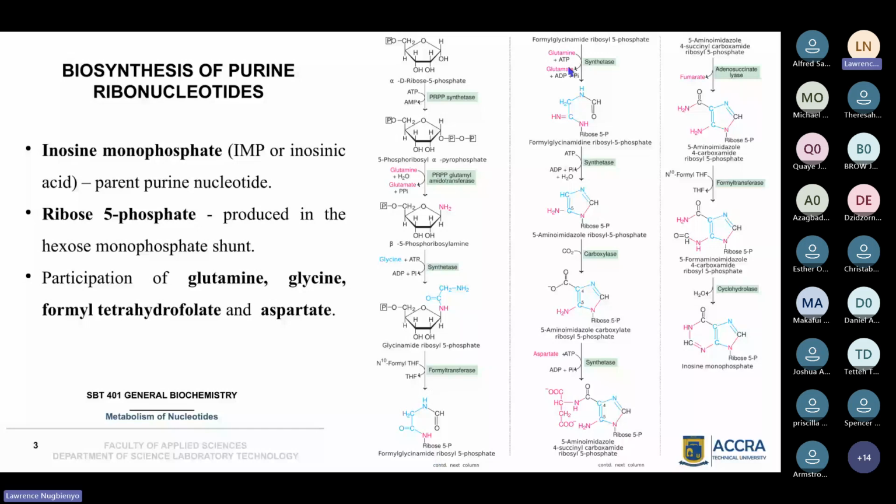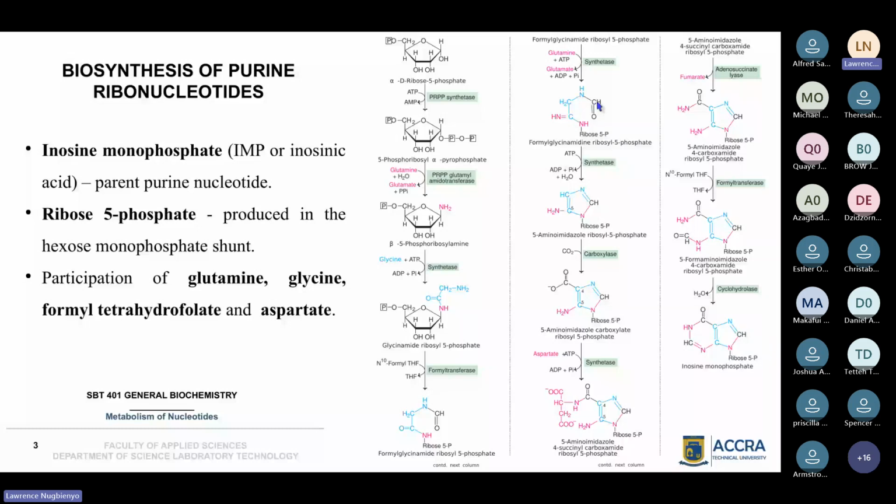And this time around, glutamine again donates. If you look at the structure of glutamine, it has two amine groups. Glutamine comes in again and gives out another amine group, which is also red. So the components coming from glutamine are red, components coming from glycine are blue, and the component coming from the tetrahydrofolate is black.